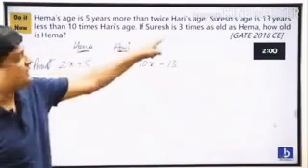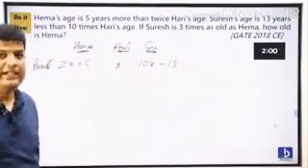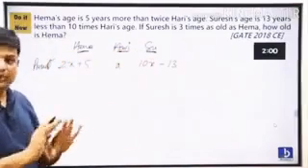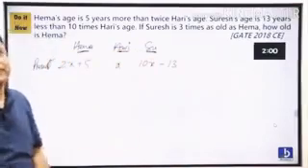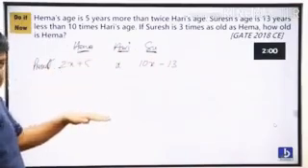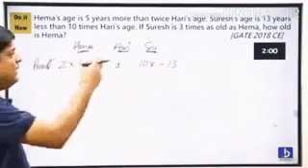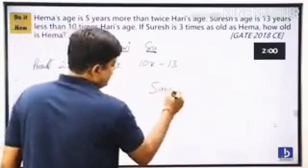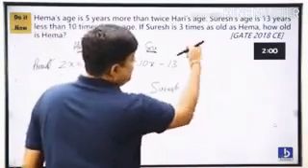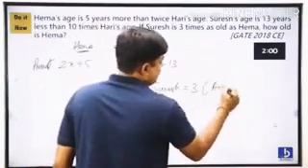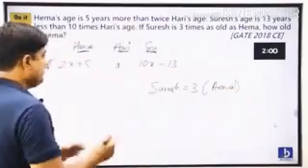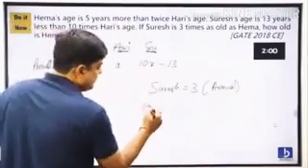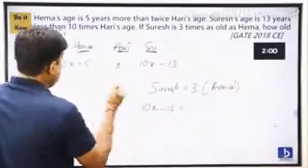What did he tell? If Suresh is 3 times as old as Hema, now only. It's not after 10 years or after 3 years. He did not give any such condition. He gave you the present condition only. So you need not write future ages or past ages. Now only, what happened? Suresh is 3 times the age of Hema. So Suresh's present age is 10x minus 13 and Hema's is 2x plus 5.